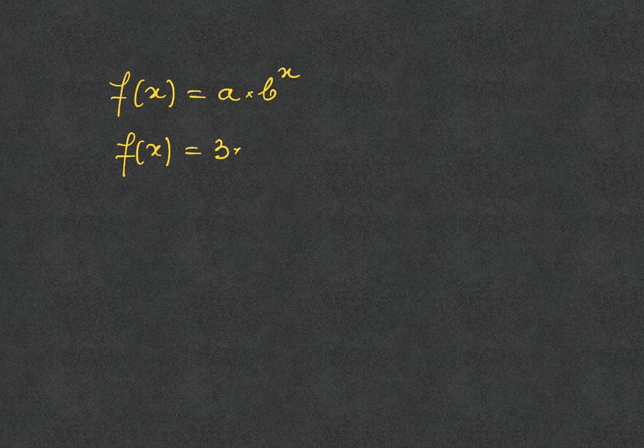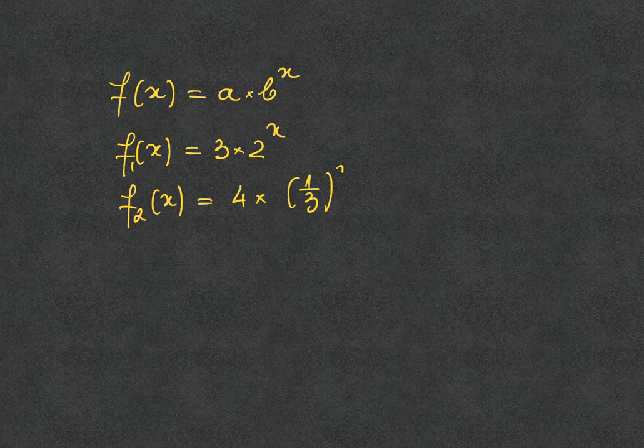We previously met the exponential function, and its form was f of x equals a times b to the power of x. For example, f of x equals 3 times 2 to the power of x. Or f of x, let me call it f1, f2, they are different, equals 4 times 1 over 3 to the power of x. And we met this function in the context of geometric progressions. You might want to go back and revise this concept.